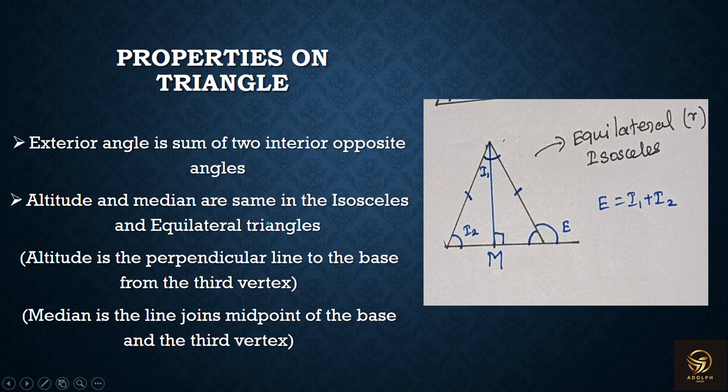The second one: altitude and median are the same in isosceles triangles. Altitude means the perpendicular line from the vertex to its base. And the median means the line joining the midpoint of the base and the vertex, where these two sides will be equal. Any line which is perpendicular to the base from the vertex is called the altitude. But they said altitude and median are the same for isosceles triangles. Let's see in examples how it works for the problems.